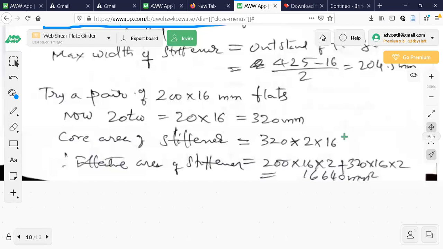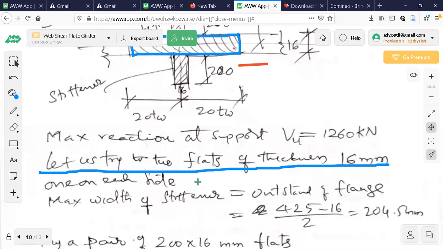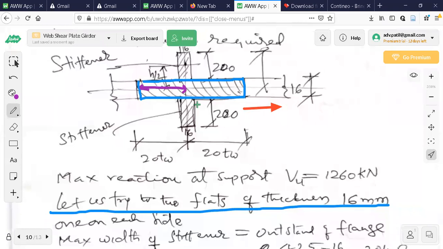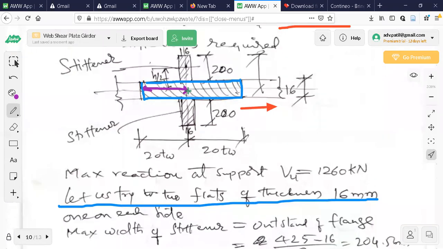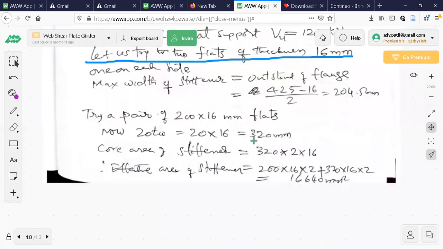320 is for the core area of the stiffener. Just observe, 20 tw, 320 it is. Now you can see this one here. This one is from the center line. It is from this up to this, 20 tw. Again, this side also. This part is contributing in resisting the shear. So how much is that? That is 320 mm, 20 into 16.